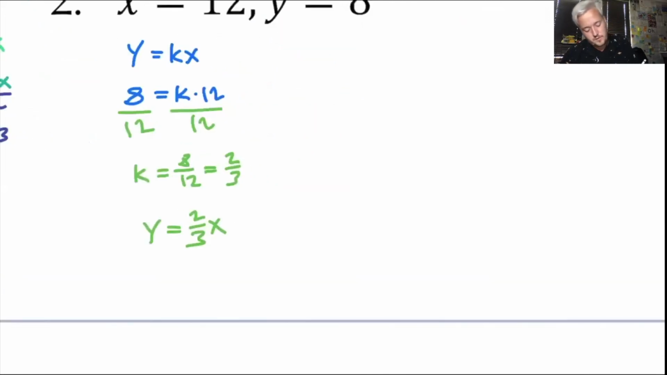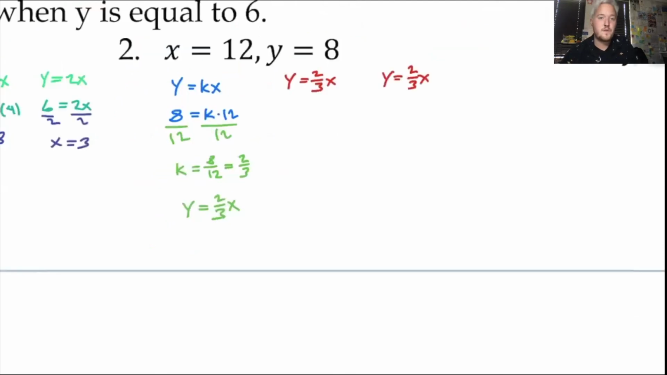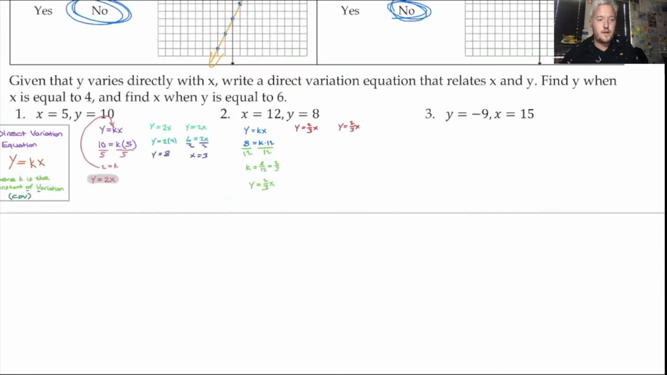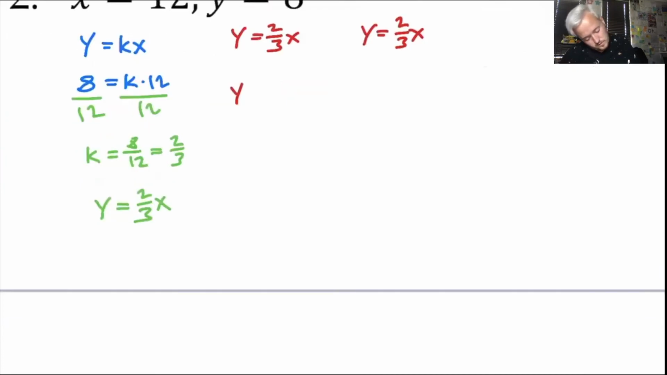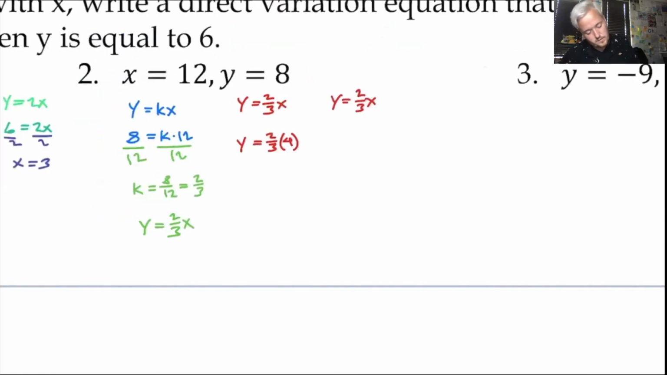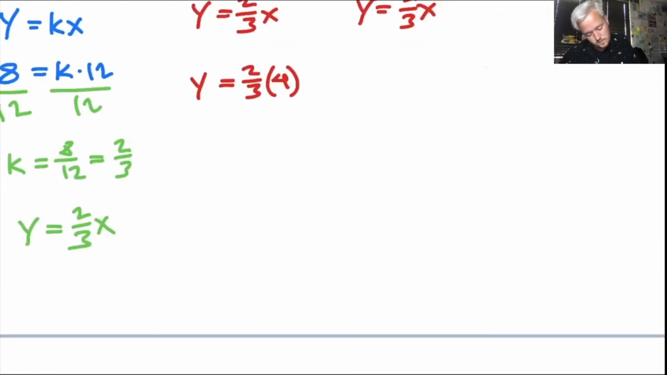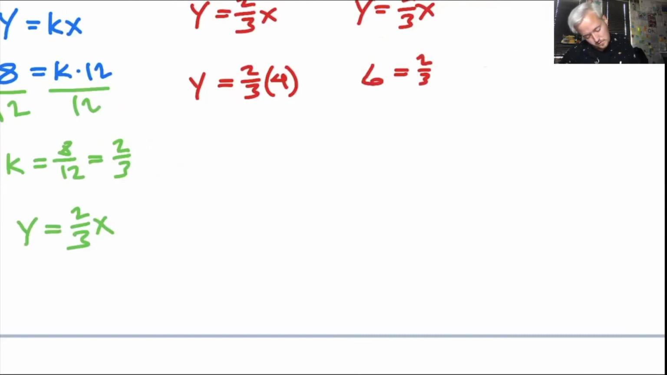All right, so now I'm going to do my 2 columns again. So find y when x is equal to 4. So y equals 2/3 times 4. And then over here, your y value is equal to 6, so find x.